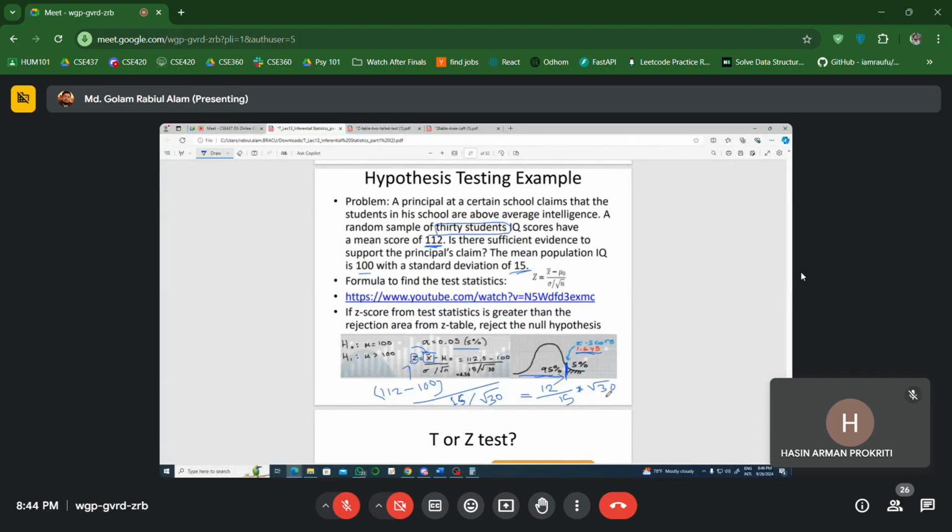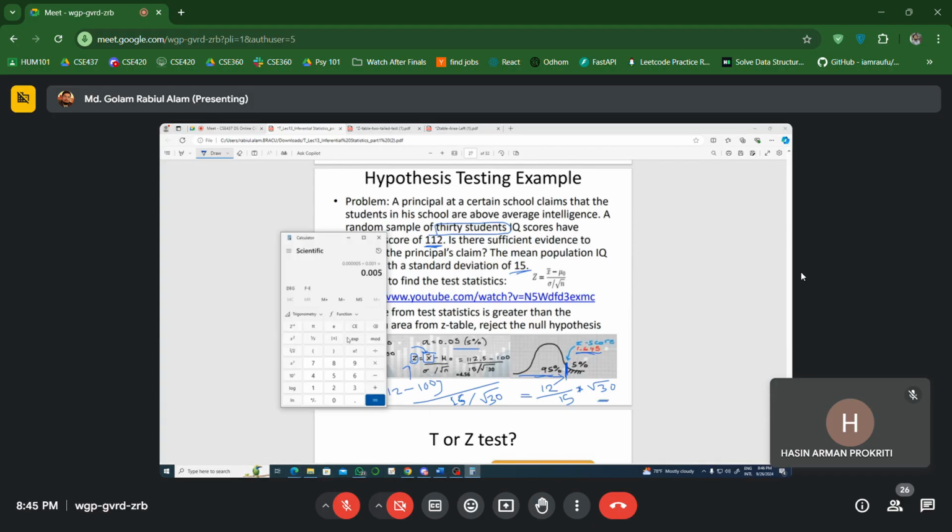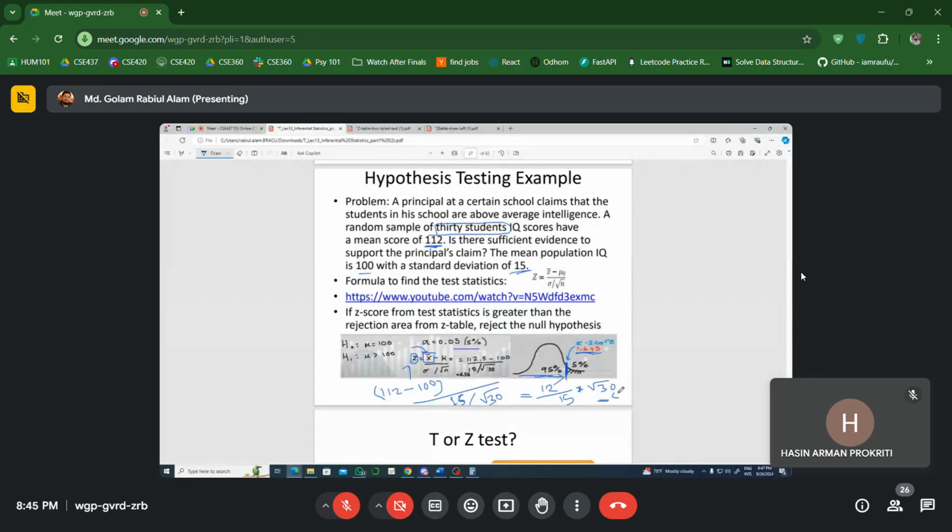So if we do the math, then we will get the square root of 30 times 12 divided by 15. It is 4.38. Okay, so we will get 4.38. So this is our statistics. This is our statistics. That means this is the standard deviation.